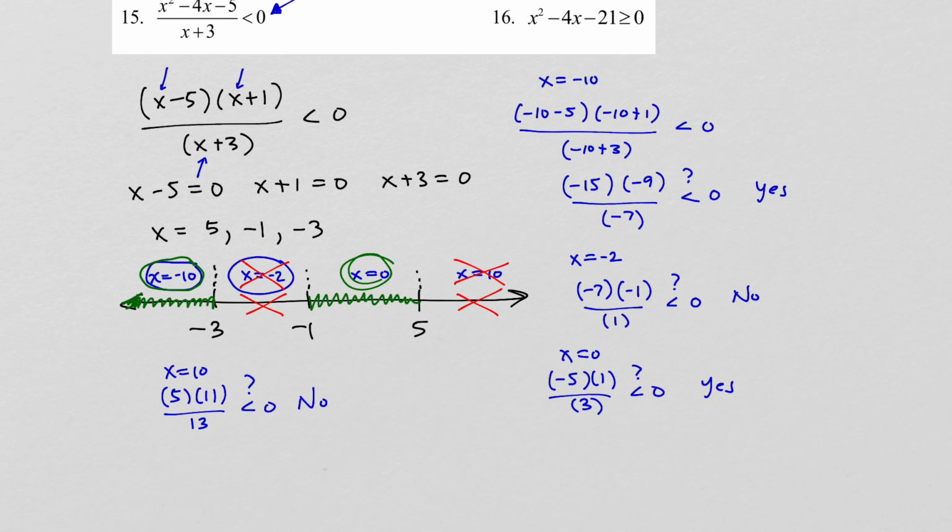So in the end, our final solution here is all the numbers from -infinity up to -3, not including, union all the numbers from -1 up to 5.